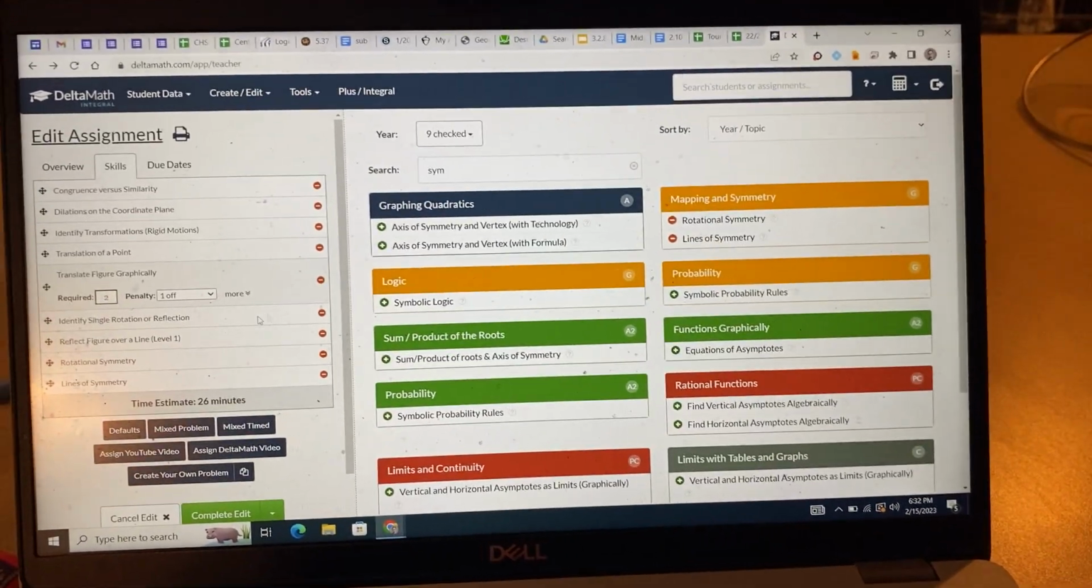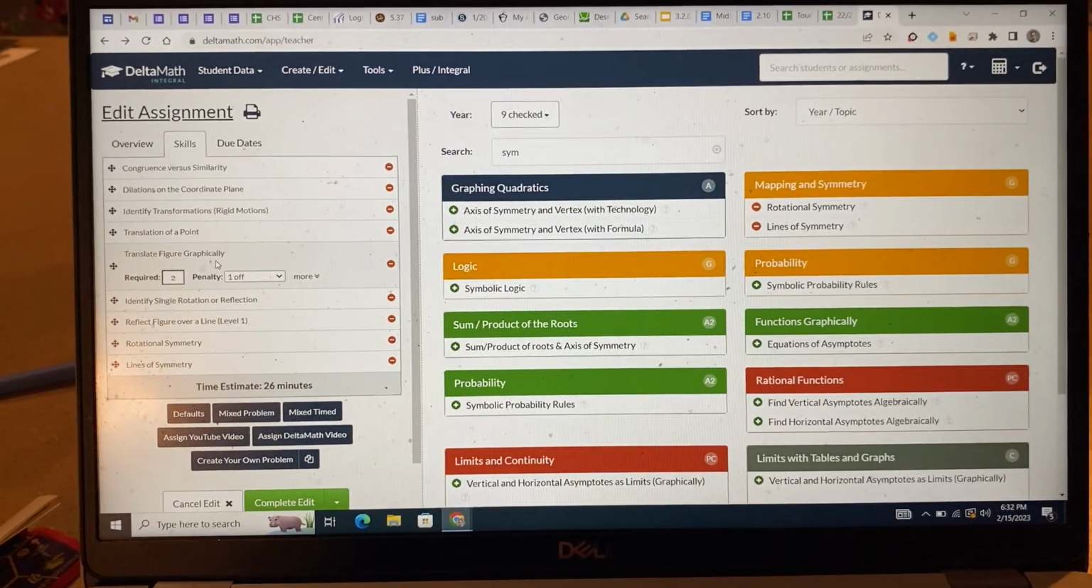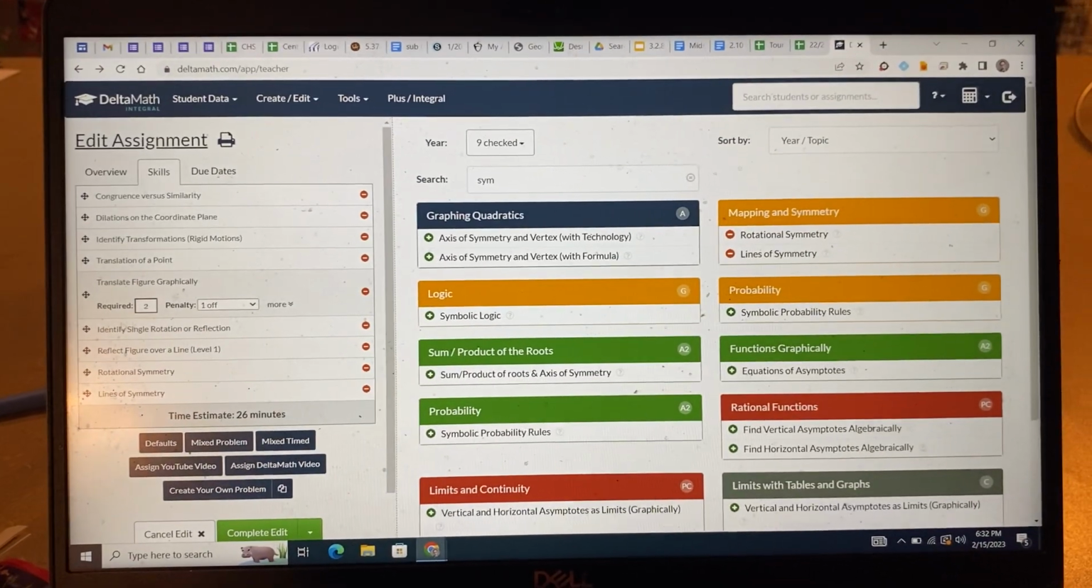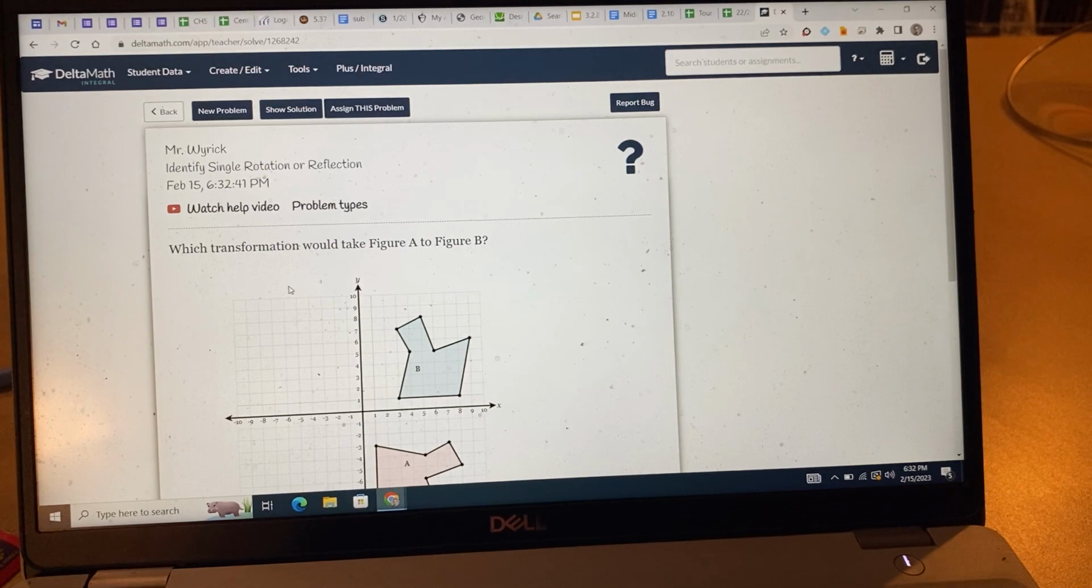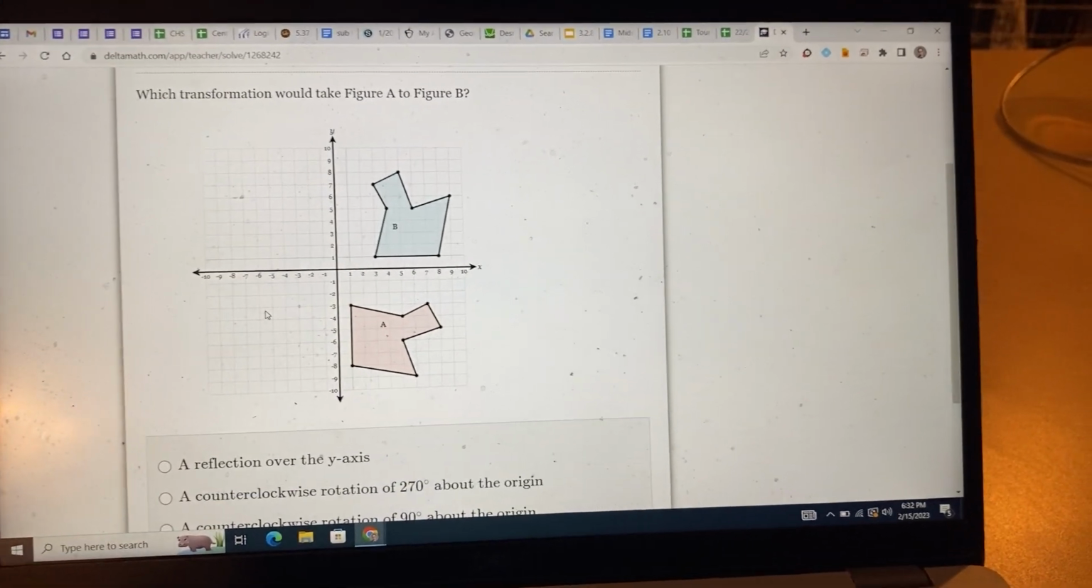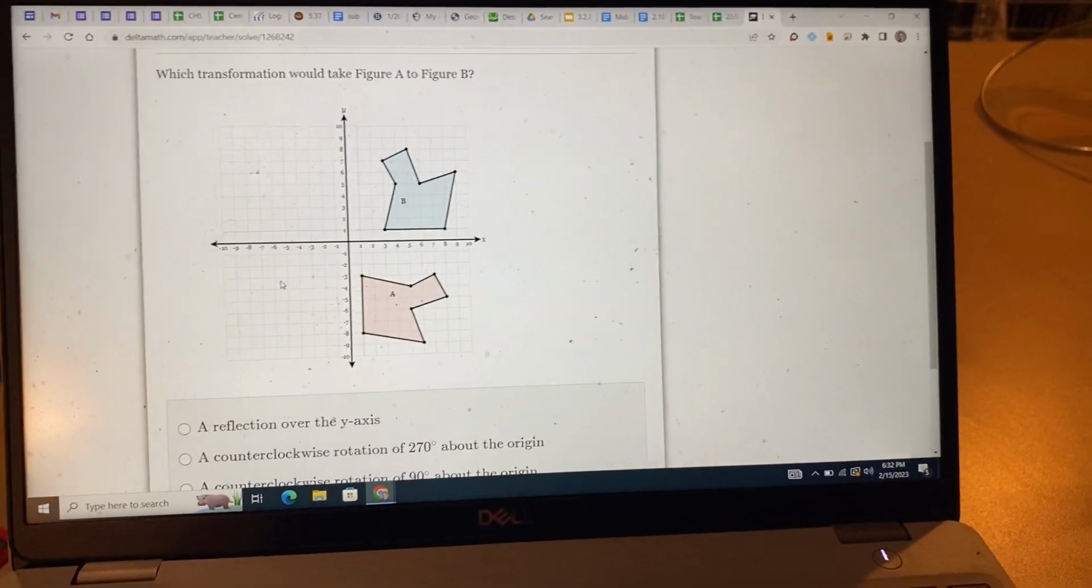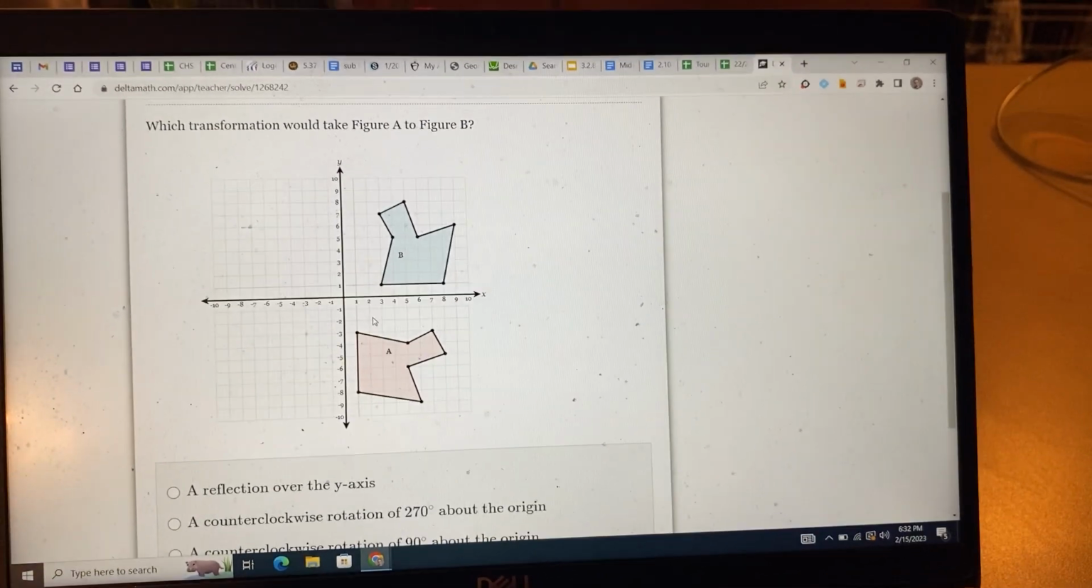Okay. Again, I tried to limit the shapes on that one so you're not having to translate some 8-sided figure or anything like that. Single rotation or reflection. Again, same kind of thing. We're just identifying how do we get from A to B.